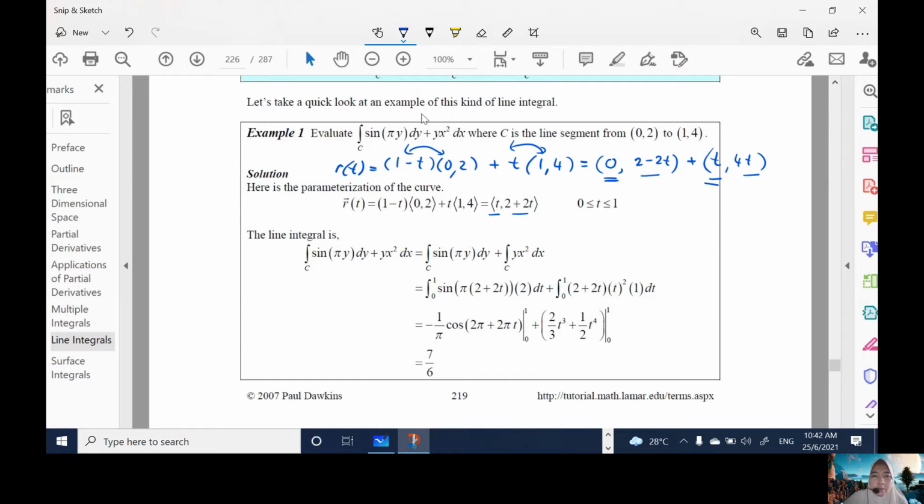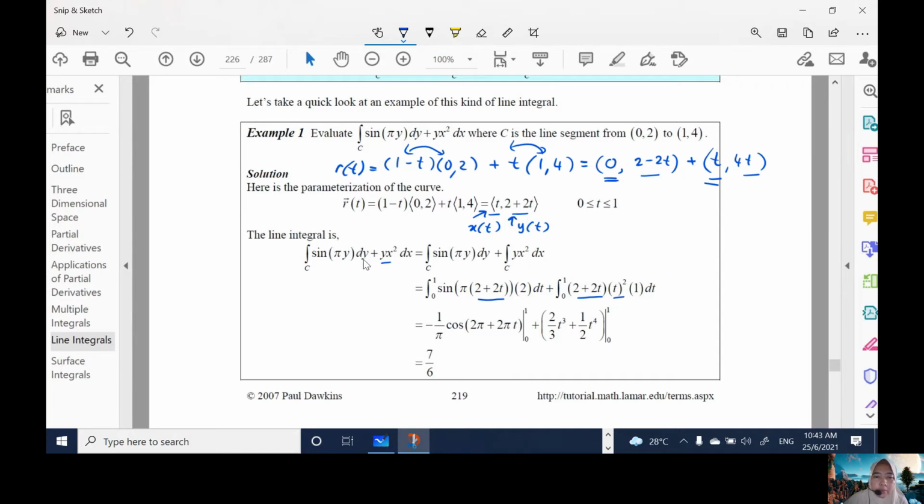So the line integral with respect to y and then x is as given here. We have the function sine pi y, then y times x squared. Everything in terms of y and x must be changed into parametric form. So this is our y(t), and this is our x(t). Sine pi y must be changed, where y is 2 plus 2t. Then y times x squared also must be changed, with x squared as t squared.